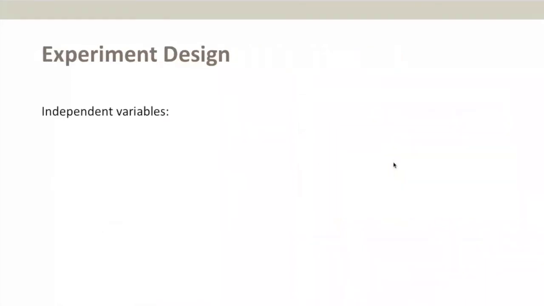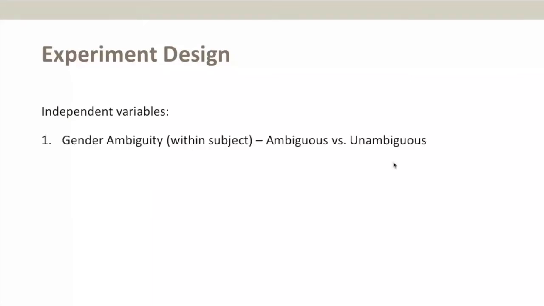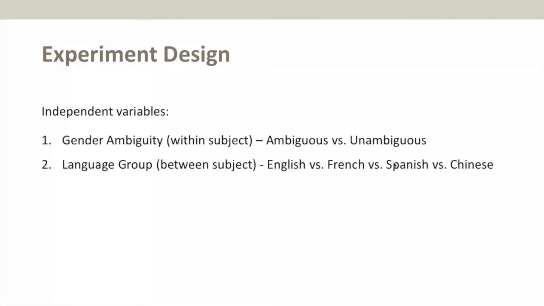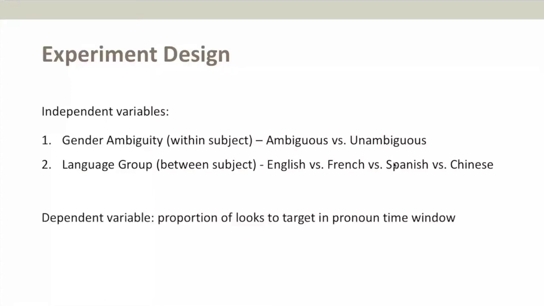And so for the experiment design, there are two independent variables. First is the gender ambiguity, which we manipulated. There are two conditions, either gender ambiguous or gender unambiguous. And then we also have the between-subject independent variable, which is the 4 language groups that we're comparing. And we will be recording their looks to target using the eye tracking data.